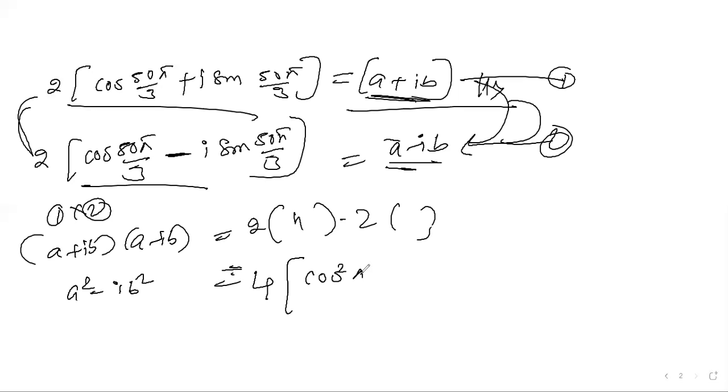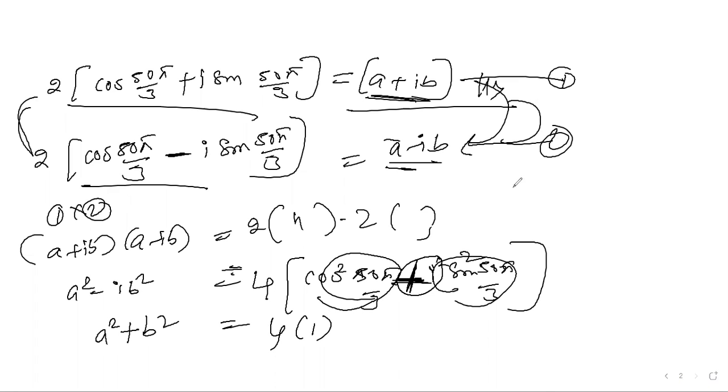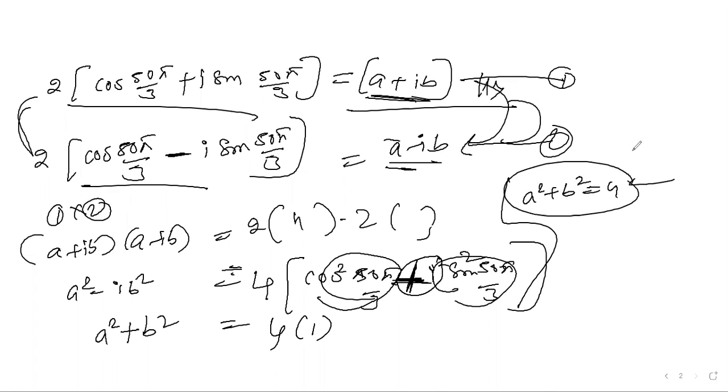So cos square 50 pi by 3 minus i square sine square 50 pi by 3. Am I clear? Sine square. So i square means minus 1, and minus into minus gives plus. So on the left we get a square plus b square. Next, cos square theta plus sine square theta equals how much? You know, 1. So therefore we can write a square plus b square equals 4. This is what we required for the proof. Clear? Yes, sir. Any doubts?